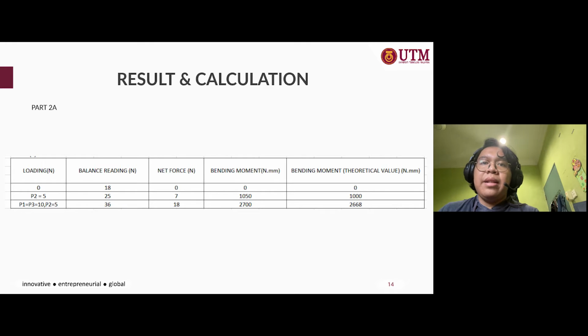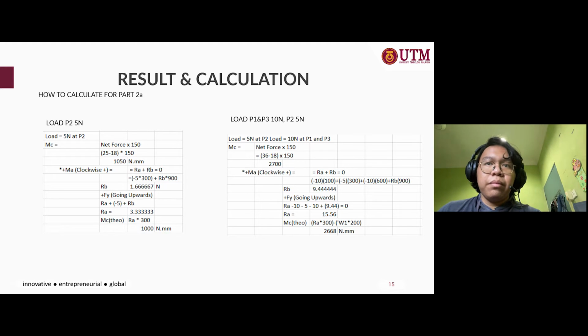Balance reading it's 36. Net force will be 18. Bending moment will be at 2700. And the bending moment theoretically for the last one would be 2668. So how to actually calculate for part 2A?